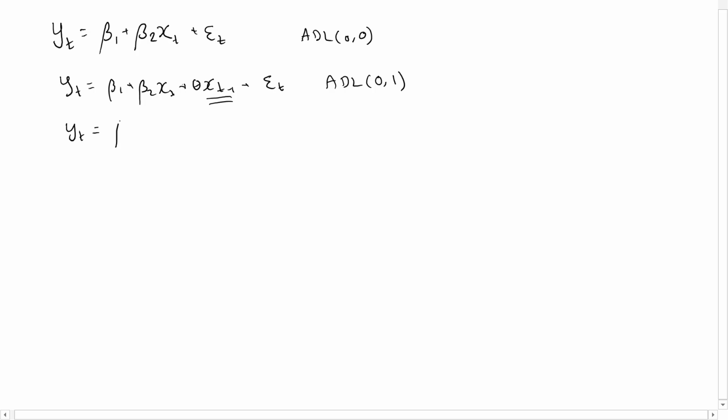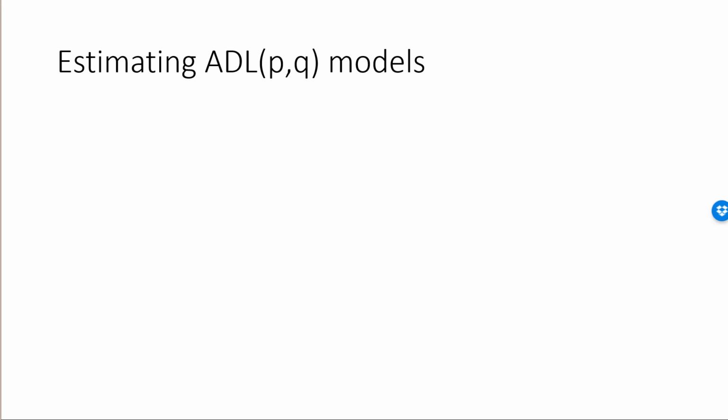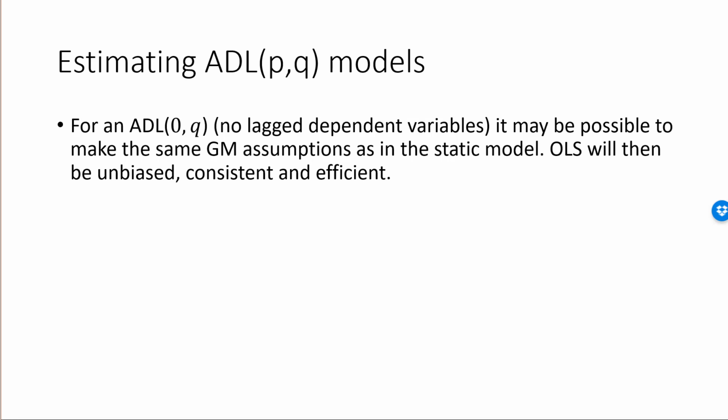Also, if I add the lagged dependent variable, like rho y_{t-1} plus epsilon_t, then it's an ADL(1, 0). I have one lag on the dependent variable. And similarly, if I add y_{t-2} as an explanatory variable, it's an ADL(2, 0). And of course, I can combine these and have a lag on the x variable and a lag on the y variable. So let's begin by looking at the ADL(0, q).